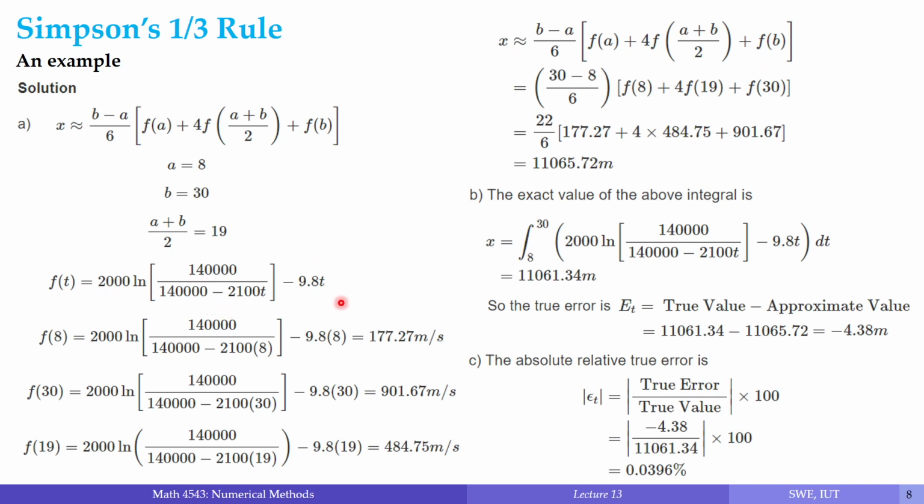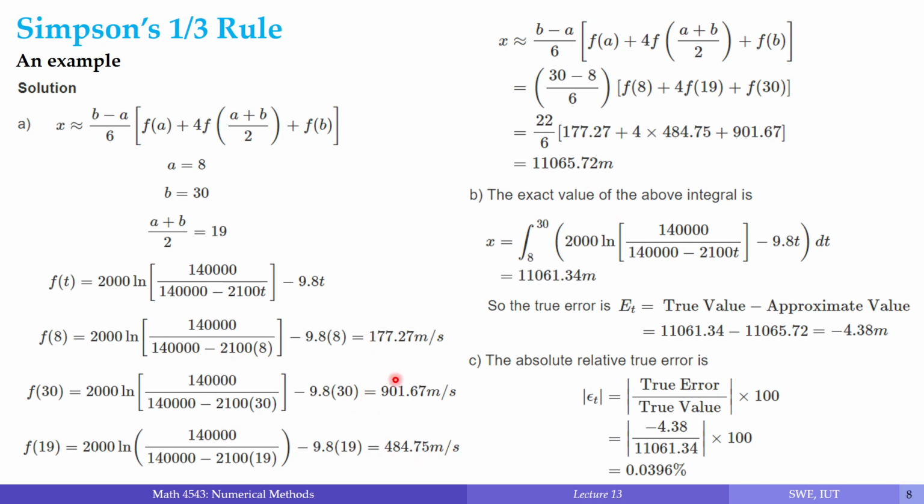So we know the original velocity function is this, f of t equals 2000 times natural logarithm of 140,000 divided by (140,000 minus 2100 t), minus 9.8t. Okay, at the lower limit a, which is 8, the functional value is 177.27 meters per second. At the point 30, which is the upper limit, it's 901.67 meters per second, and at the midpoint 19, it's 484.75 meters per second. You can simply find these out using a calculator.